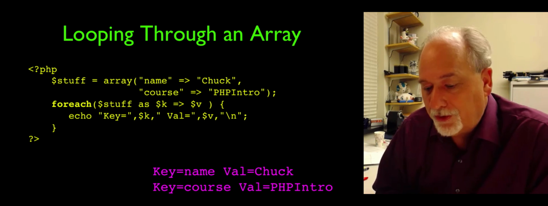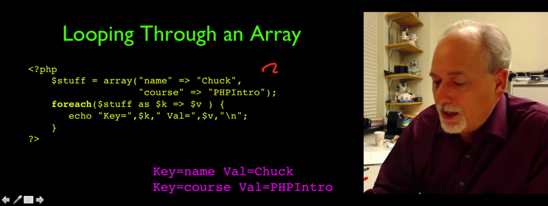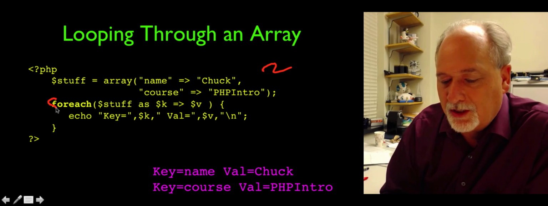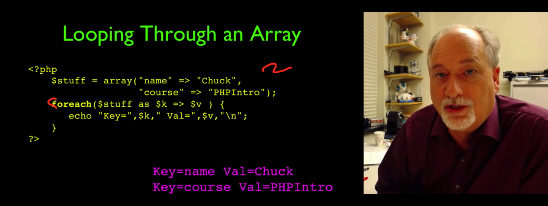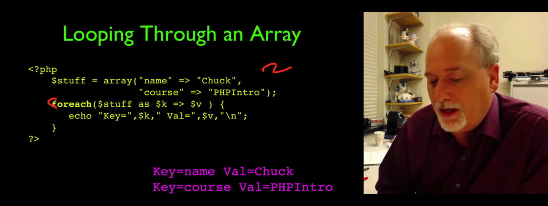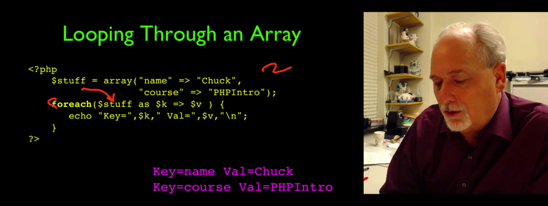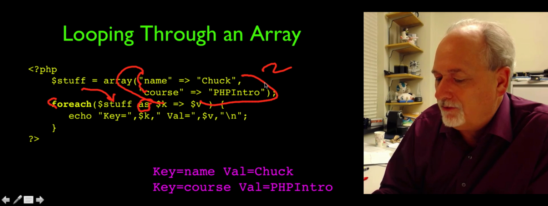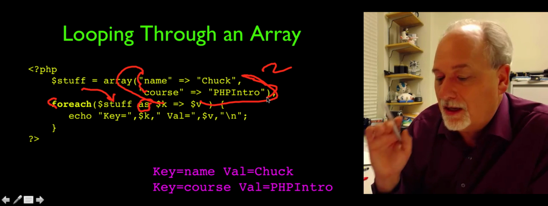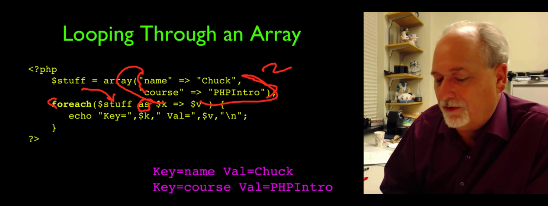You can loop through an array. And here is a 2-item key value array. The foreach is the way. It's not the same as a for, which is a counted loop. The foreach loops through an array or an object, and so stuff is what we're looping through. As is a keyword, and k loops through the successive values of the keys, and value at the same time, in perfect synchronization, goes to the successive values of the value.